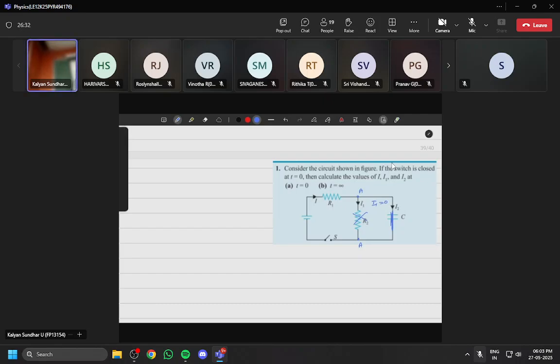And what about your total current? Calculate the value of I. Now you have only this one resistance, only R1 is there. Right. So I is equal to your V by R. So here they have given nothing, so let me take this as V. So it will be V by R1 only. It's not about the inclusion of this R2 value. This is at time is equal to 0.